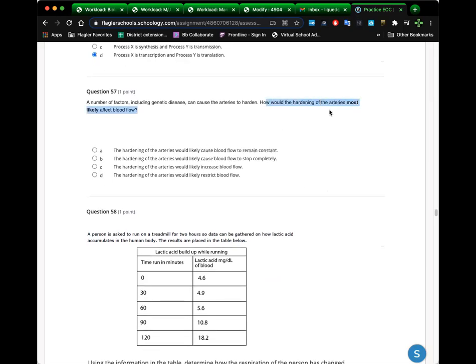All right, hardening of arteries affects the blood flow. I always think of a garden hose. If you have a garden hose that's normally fluid and then all of a sudden it's frozen solid, that's going to restrict the blood flow. Okay, it's that simple.